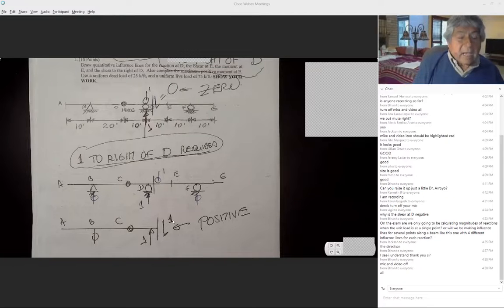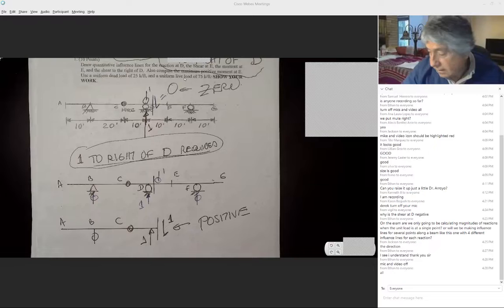So whenever they want you to find the shear to the right or to the left of a support, it's going to go from 0 to 1. And here is the case. It's going to go 0 first, and after that, 1.